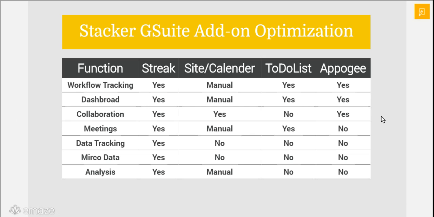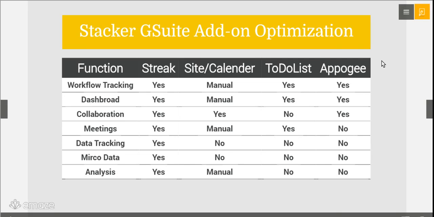Okay, there we go. So with the comparison to Streak, we have the Sites and Calendar. These are two features that are already within the Work apps, the Google apps. And Tasks, or To-Do List, is another add-on that you can add on to Gmail as well. And Apology is one of the apps that we could add on to our Google account. This is one of the Google apps that are available.